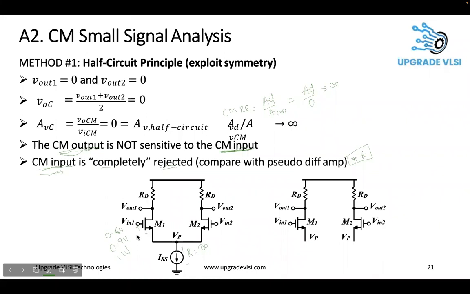So M1 and M2 need to be in saturation, and if this is the current source, then it should work like a current source. It means most of the time it will be an active current mirror. So this MOS also needs to be in saturation. So the differential amplifier is independent of the common mode voltage, provided the current source has infinite output resistance.